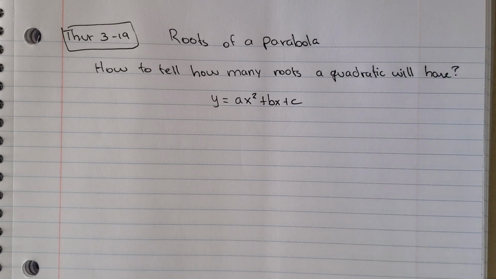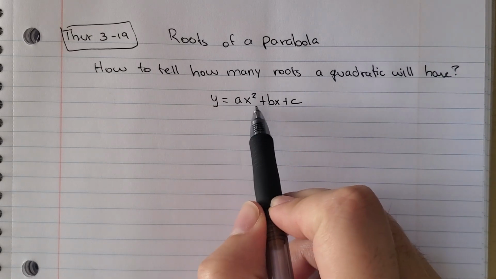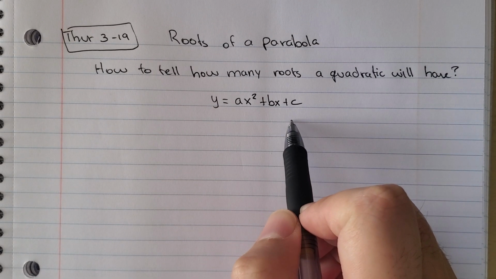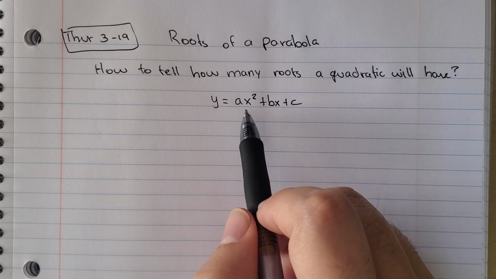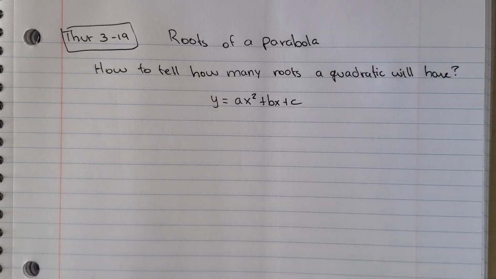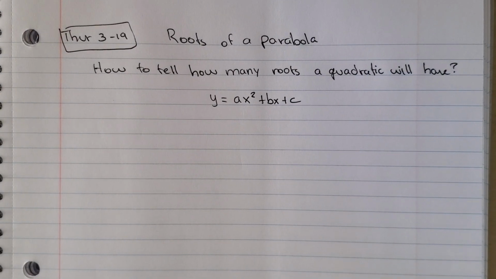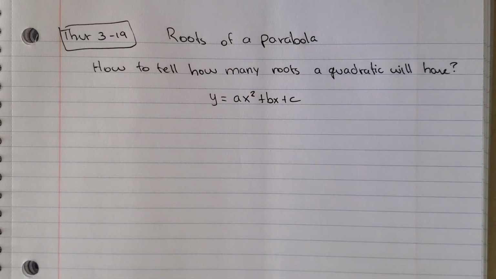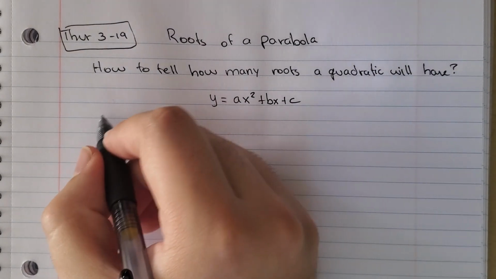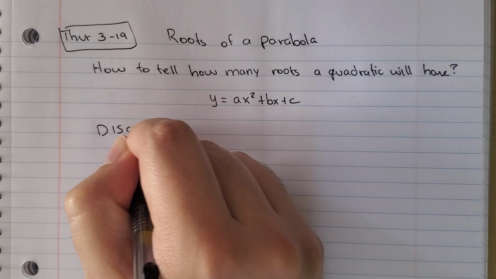So, to answer this question, we have this general form of a quadratic, y equals ax squared plus bx plus c. And this covers both positive and negatives. It depends on what a is. So, to actually know how many roots we have, we're going to use what is called a discriminant. So discriminant.